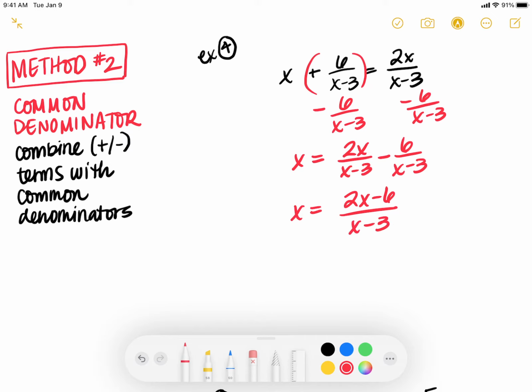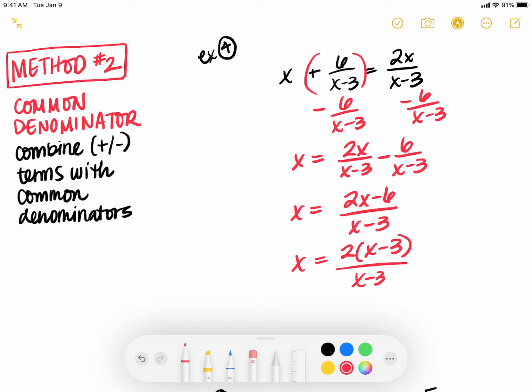At this point, you can go ahead and clear the denominator, multiplying both sides by x minus 3. Or you can think back to how you solved ratios in elementary or middle school, and we can cross multiply. But I want to show you something you should be looking out for, and it's factoring. 2x minus 6 can be factored. There's something in common between 2x and negative 6, and that's the 2. So let's actually factor out that 2. When I divide 2x by 2, I'm left with just x. When I divide negative 6 by 2, I'm left with just negative 3.